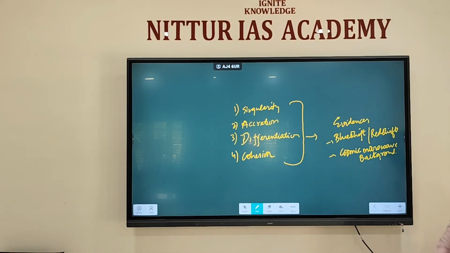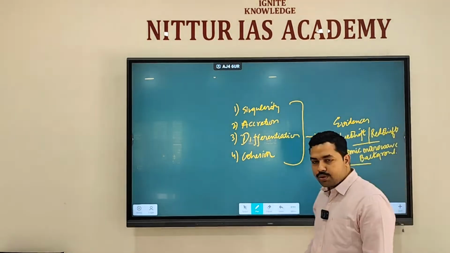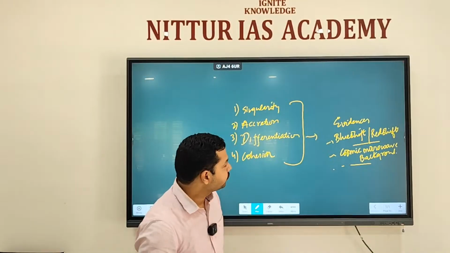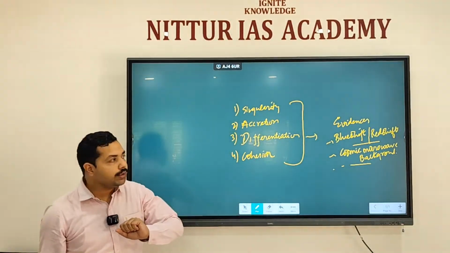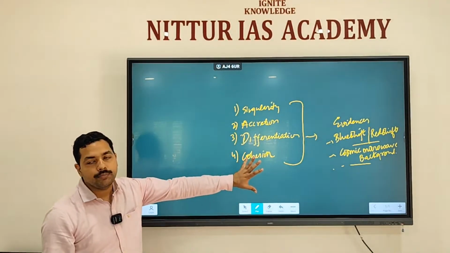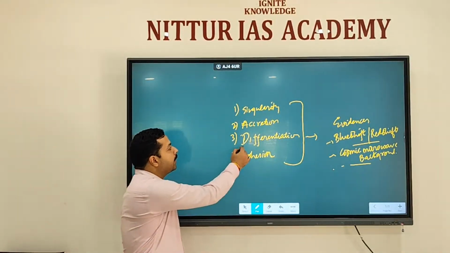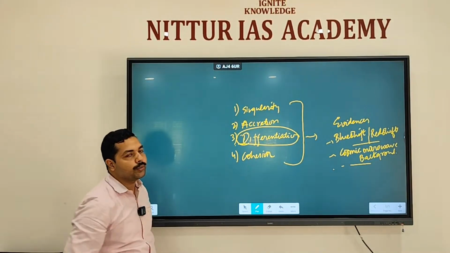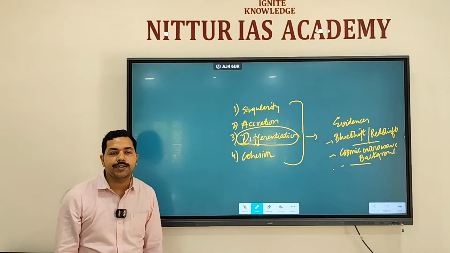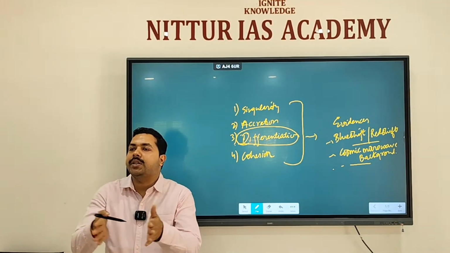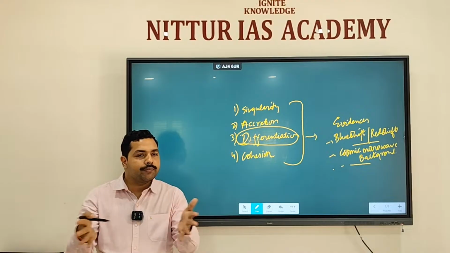So we are discussing the evidences, that is blue shift and red shift, as well as cosmic microwave background. These are the evidences that we are getting regarding Big Bang theory. And another term that we have written, after singularity, is differentiation. What is differentiation? Differentiation means separation.